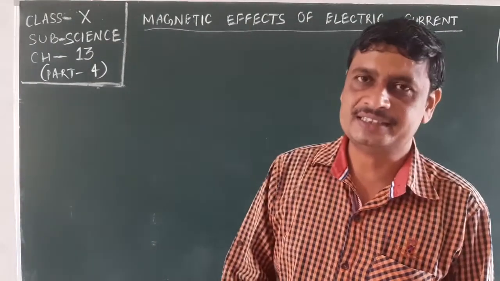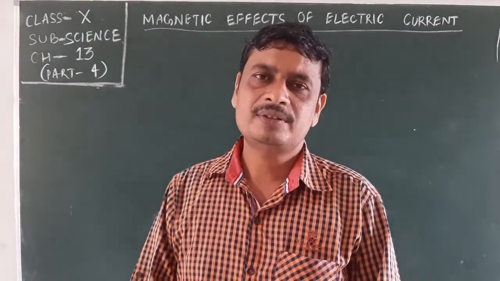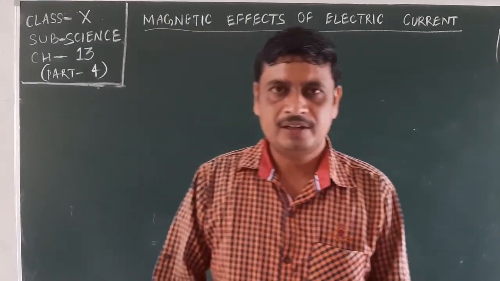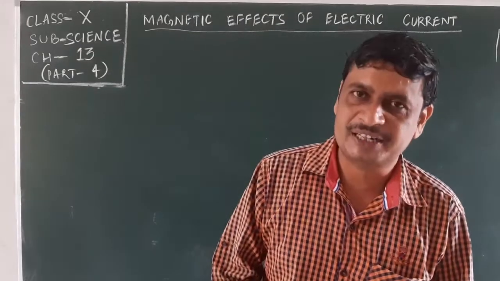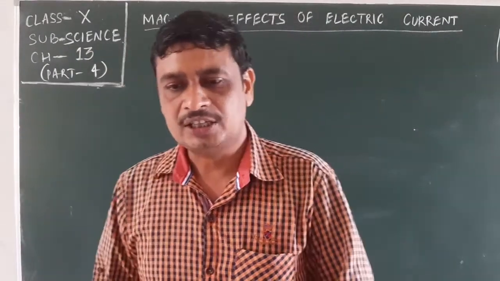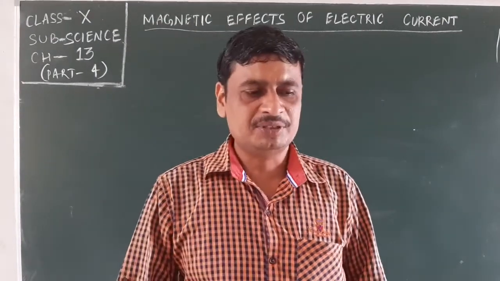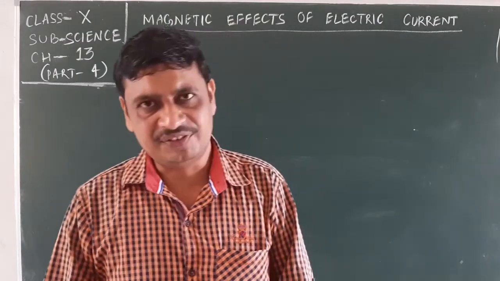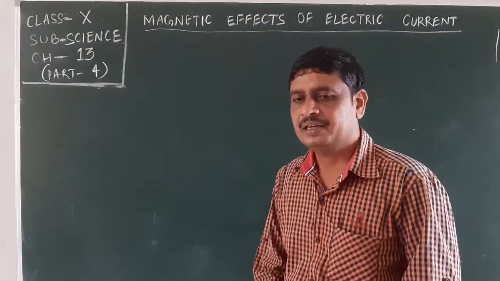In our previous classes, we have already discussed the right hand thumb rule, Fleming's left hand rule, then the solenoid, how the magnetic field is produced by a solenoid, how the current carrying conductor behaves like a magnet and forms its magnetic field, and the magnetic field formed by a bar magnet. All those things we have already discussed.